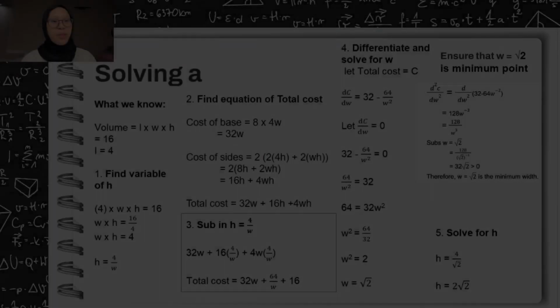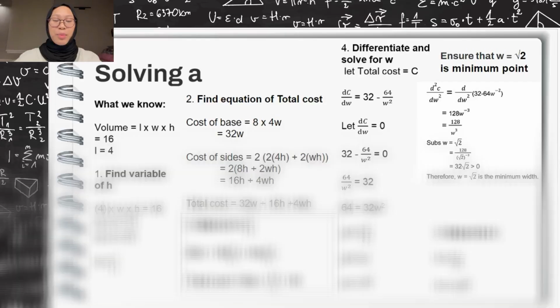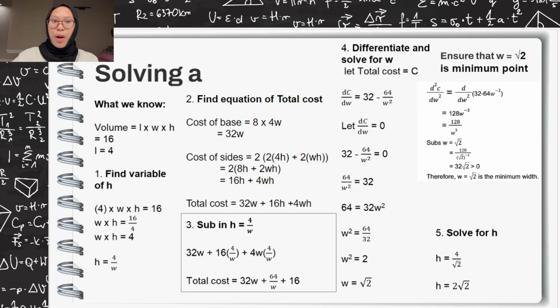The volume of the rectangular container is 16 meter cube. We know that the volume of a cuboid is length times width times height, and the question has provided us that the length is equal to 4. For the first step, we need to find the variable H. We have to do this by substituting the value of L equals 4 into the volume equation. This will result in H equals 4 over W.